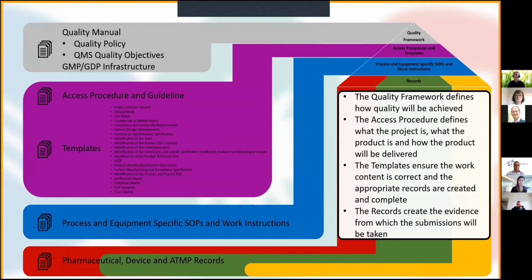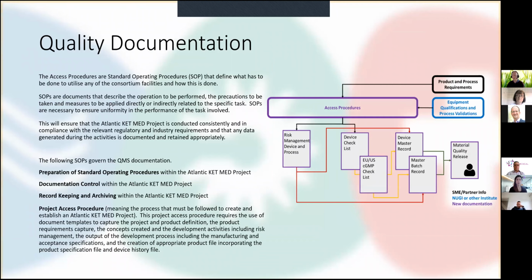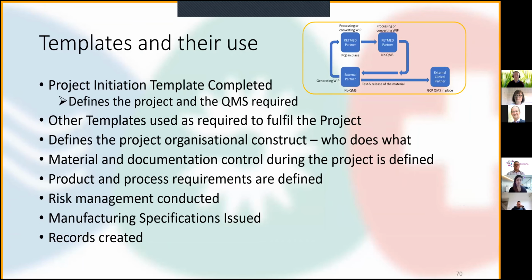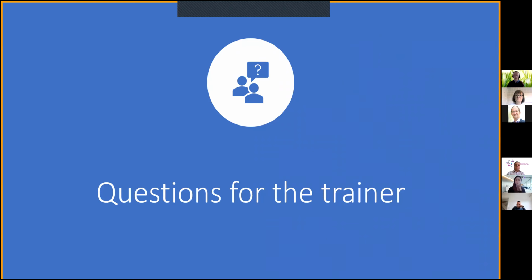A reminder of the quality pyramid, the context of the access procedures, where they sit in terms of a high level that allows you to define the processes and procedures to give you access to the equipment that's required, and then the records that you'll actually generate through your process. Again, just a reminder of the context of the Atlantic KET Med situation. The access procedures are key to ensure that GMP is followed in each of your projects. And a reminder of the templates and their use and importance throughout this quality management system.